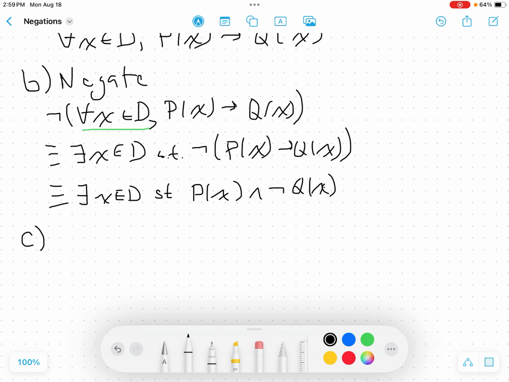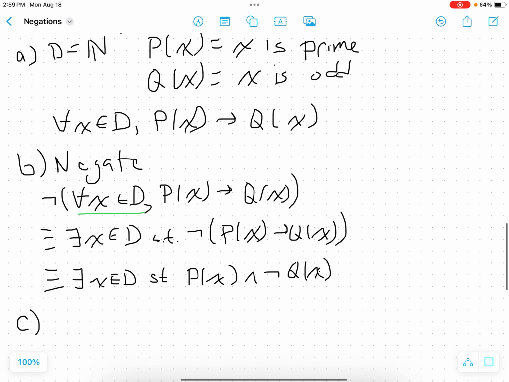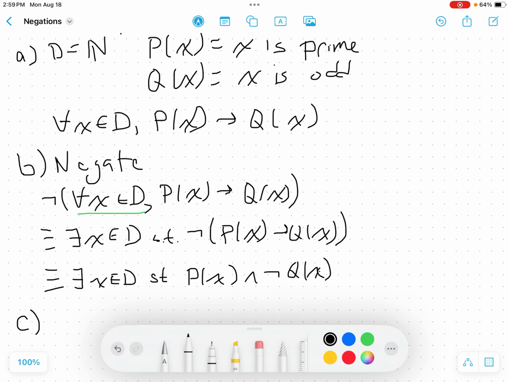So if we want to translate this back, we're going to need to go and look back at the meanings that we assigned. So we said that D is the natural numbers, so there is a number. That's what this part right here means. And then here says x is prime.